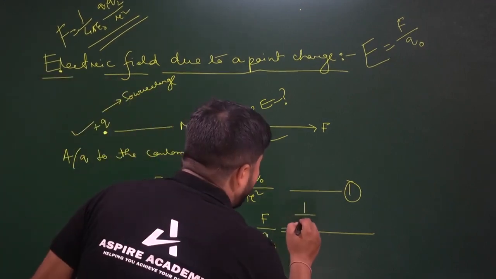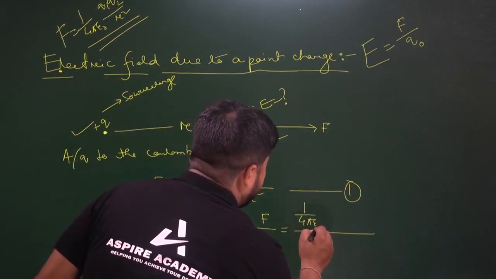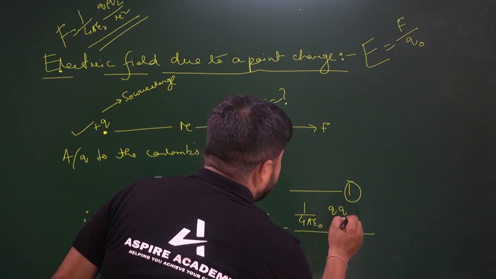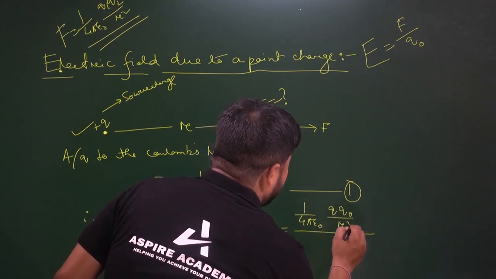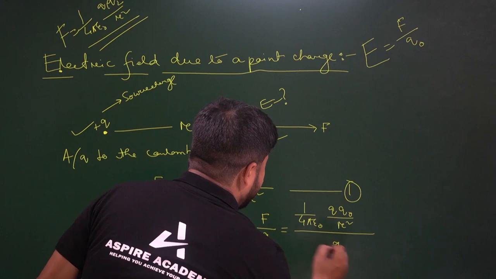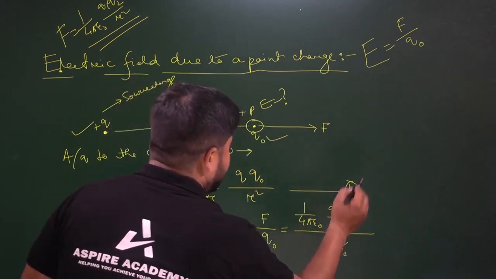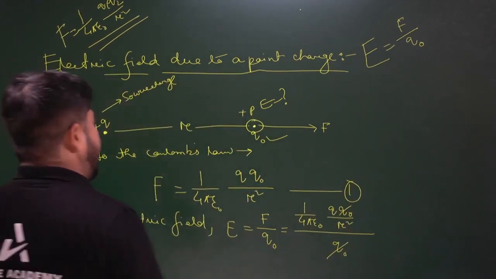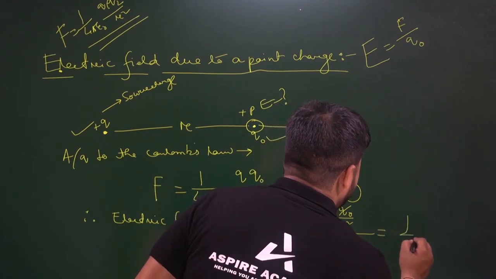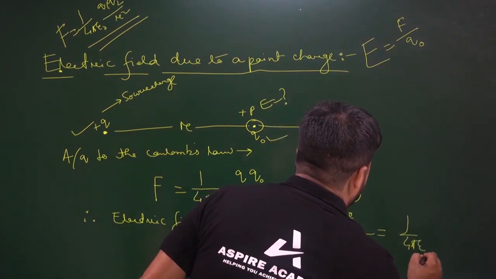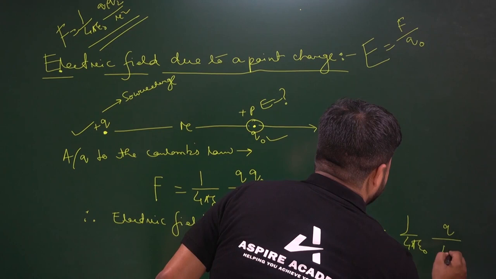F is equal to what? 1 by 4 pi epsilon naught q naught by r square. Then this q naught and this q naught are cancelled. Now after that, what will happen? After that, 1 by 4 pi epsilon naught q by r square.